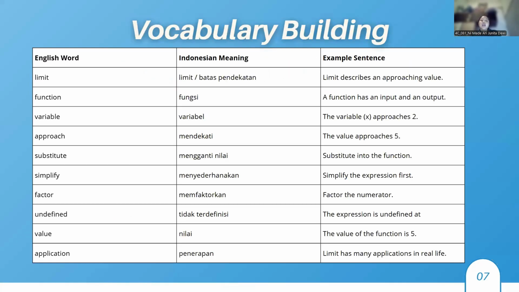And now let's look at some important vocabulary related to limit. The word limit means batas or pendekatan, function means fungsi, variable means variabel, approach means mendekati, substitute means mensubstitusi, and so on. You don't need to memorize all of them at once, but you need to understand how these words are used in mathematical explanation. For example, the variable x approaches 2. When we substitute x equals 2 into the function, we simplify the expression first, like that.